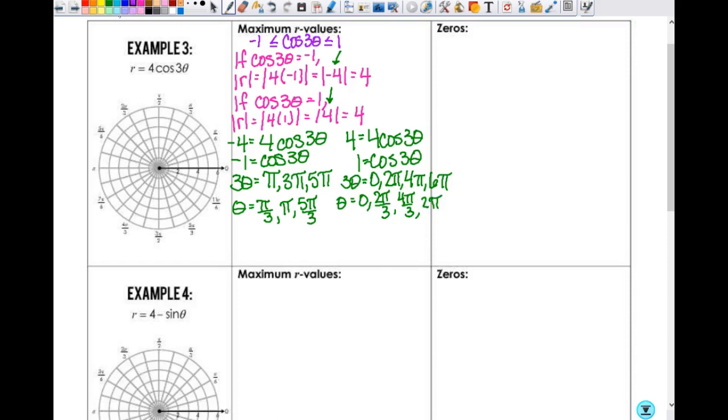Okay, so that's lots of angles there. And that means that the absolute value of r equals 4 at theta equals, and then we start with 0, pi thirds, 2 pi thirds, pi, 4 pi thirds, 5 pi thirds, 2 pi.